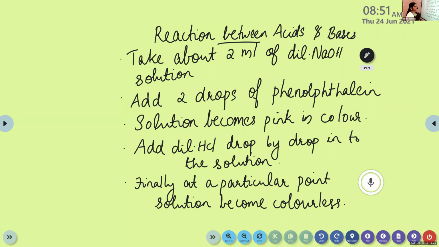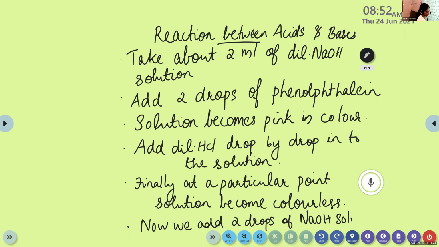Clear? Yes, ma'am. Okay, then one more step. Now we add again a few drops of NaOH solution into that solution. What happens? Now we add 2 drops of NaOH solution. Then what will be your observation? Can you tell me? Now it has become colorless.